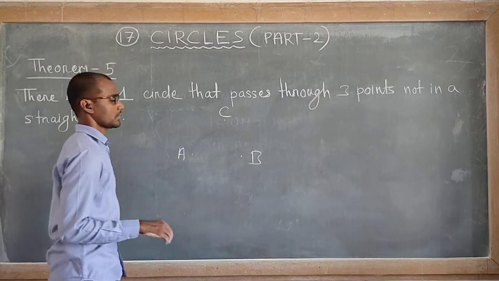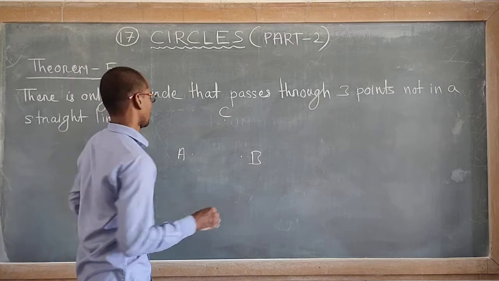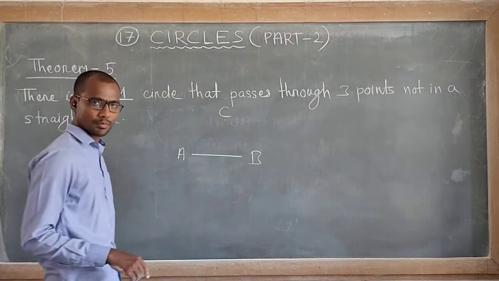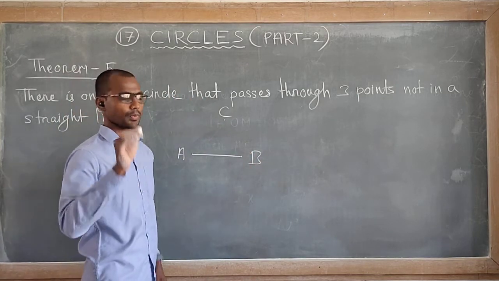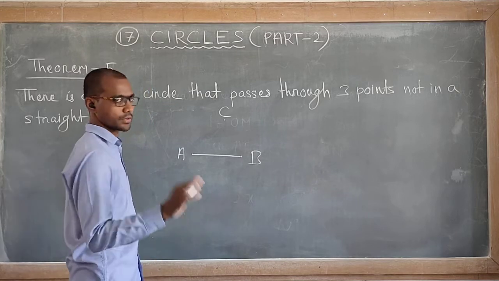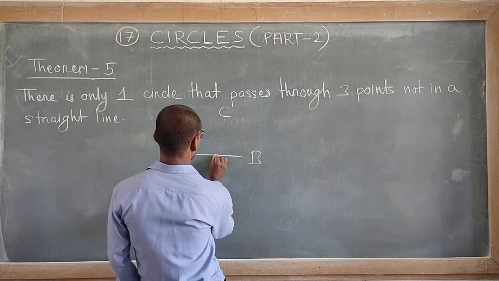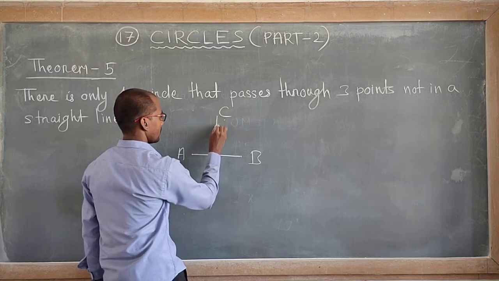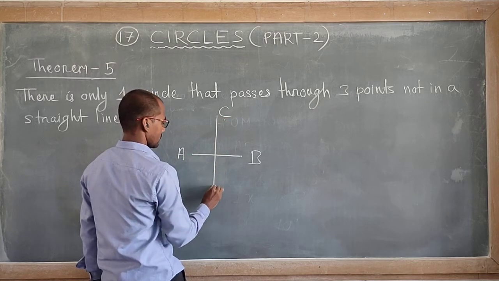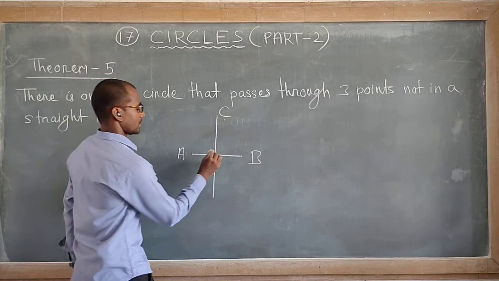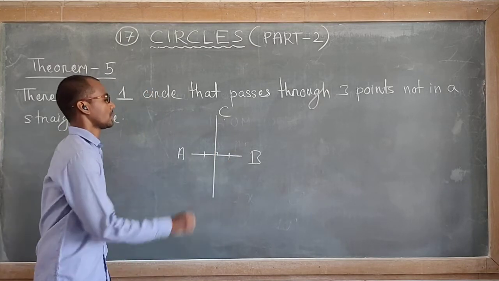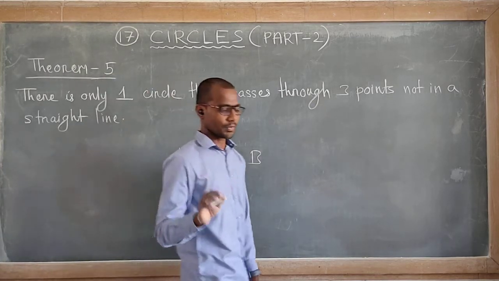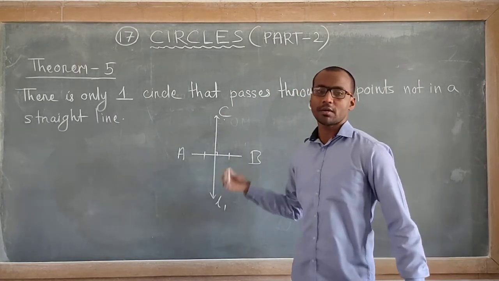Now how to locate that point? Join AB first, use scale. Join AB. Then draw the perpendicular bisector of AB. You know how to draw perpendicular bisector? Okay, using compass. Draw the perpendicular bisector of AB. Ready? This will be perpendicular and this will be equal to this. So this line, let it be L1. This line L1 is the perpendicular bisector of the line segment AB.